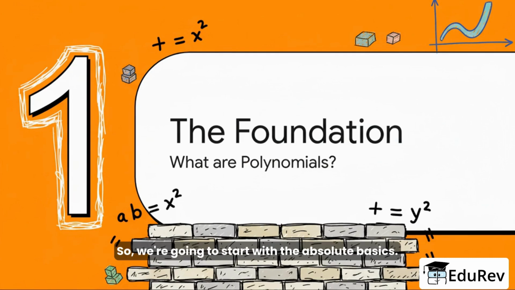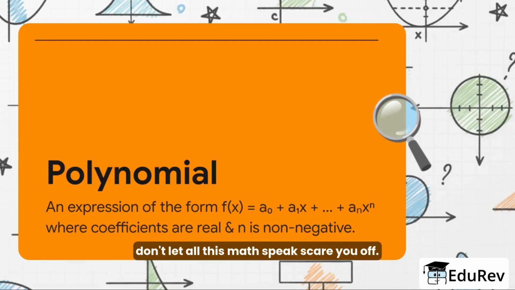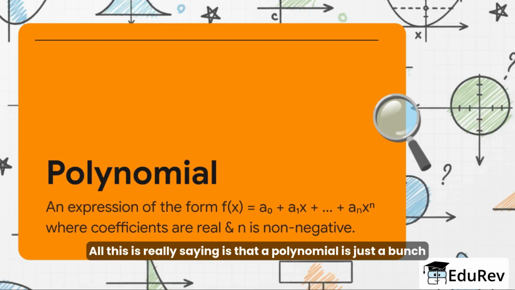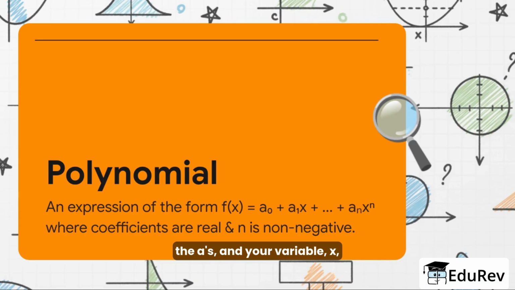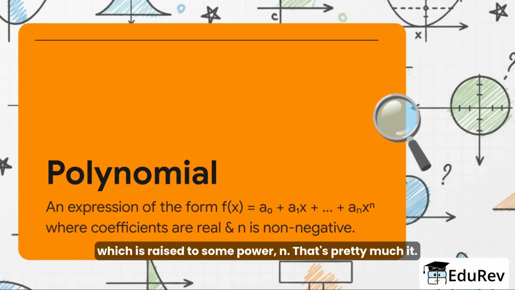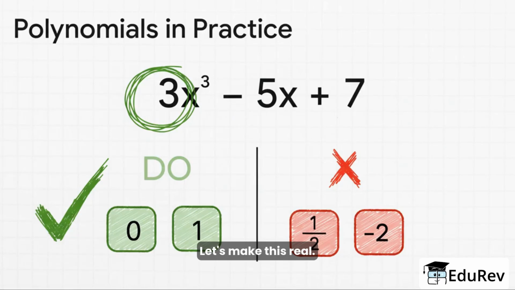Okay, first things first. We have to build a strong foundation before we get to the really fun stuff. So we're going to start with the absolute basics. What exactly is a polynomial? Now, whoa, don't let all this math speak scare you off. It looks complicated, but it's not. All this is really saying is that a polynomial is just a bunch of terms strung together. You've got your numbers, the a's, and your variable x, which is raised to some power n. That's pretty much it. Let's make this real.